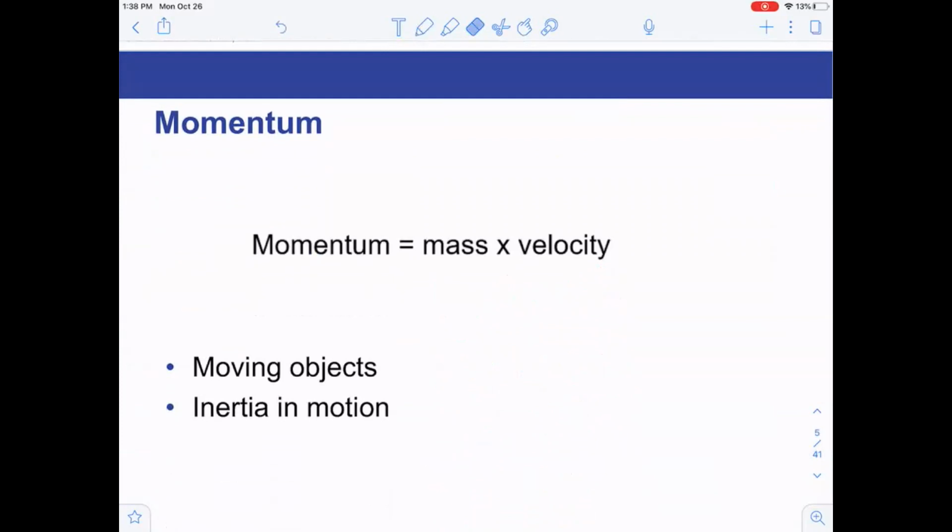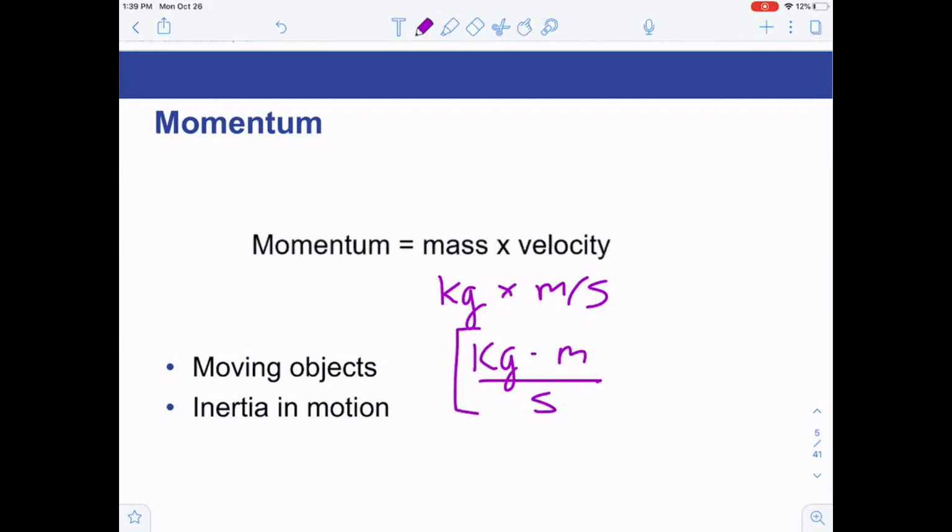Okay, momentum is mass times velocity. It has to be moving in order to have momentum. You can also call it inertia. Ooh, that's okay. Just woke everyone up. It's inertia in motion. Okay, and the units for momentum, mass is kilograms, right? Velocity is meters per second. So for momentum, it's just kilograms times meter divided by second. That's the units for momentum. It's no new fancy units.